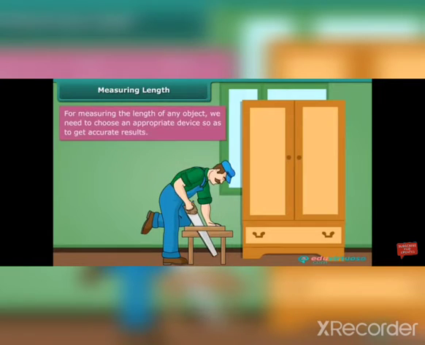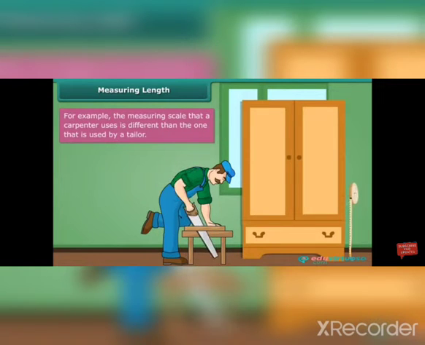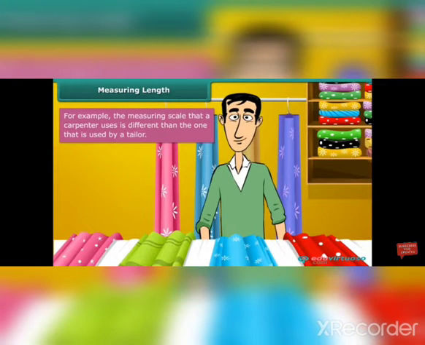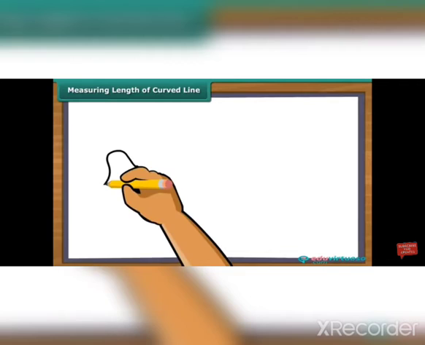Measuring length. For measuring the length of any object, we need to choose an appropriate device so as to get an accurate result. For example, the measuring scale that a carpenter uses is different from that used by a tailor. If they are interchanged, you can't imagine the amount of confusion it's going to bring.